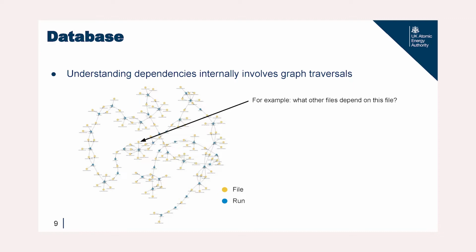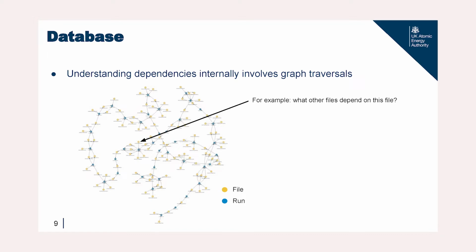That makes it easy for the system to determine dependencies between things. So for example, if you have a specific file which you eventually realize there's a problem with, or is wrong, you can then easily find out all other files and simulations that actually depend on that file.